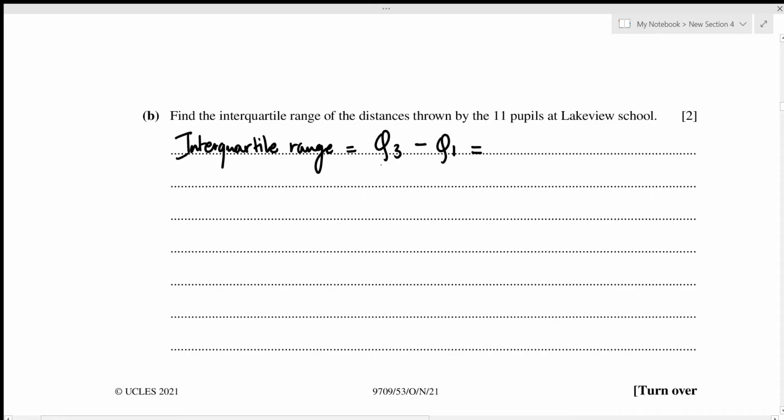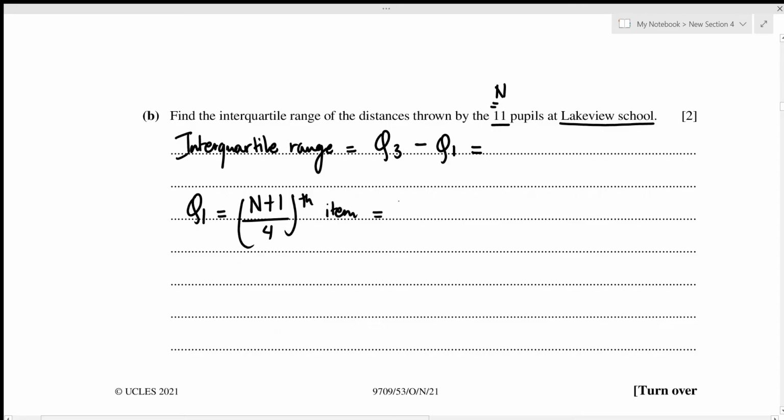So in order to figure out the interquartile range, we first need to figure out the values for the upper quartile and the lower quartile. And we're looking at the values for the Lakeview School, and the total number of samples n is going to be 11. So let's look for the value of the lower quartile first. So that's just going to be the (n plus 1) by 4th item.